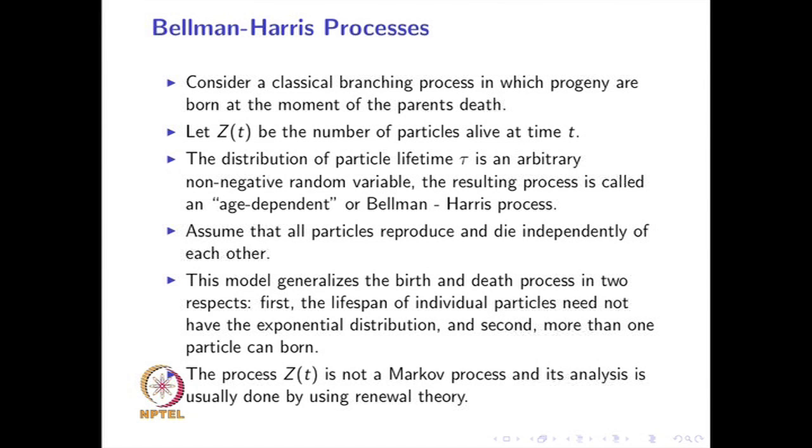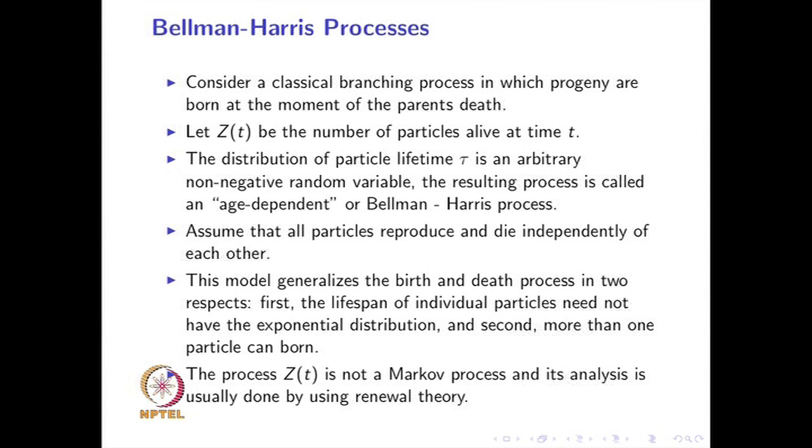Consider a classical branching process in which the progeny are born at the moment of the parent's death. Let Z of t be the number of particles alive at time t. The distribution of a particle lifetime tau is an arbitrary non-negative random variable. The resulting process is called the age dependent or Bellman-Harris process. So, in the Markov branching process, the random variable tau has an exponential distribution, but here it is an arbitrary non-negative random variable. When tau becomes exponentially distributed, the age dependent Bellman-Harris process becomes a Markov branching process.